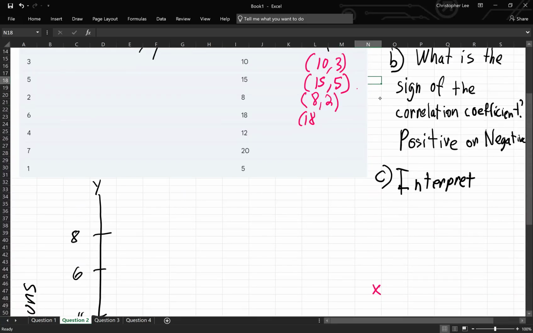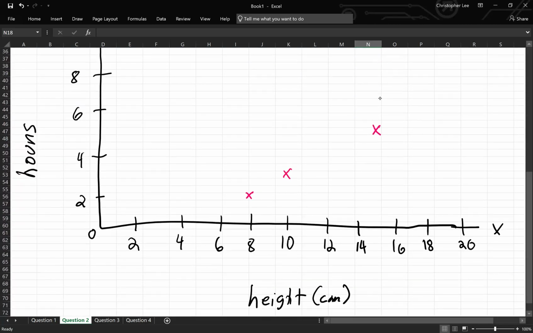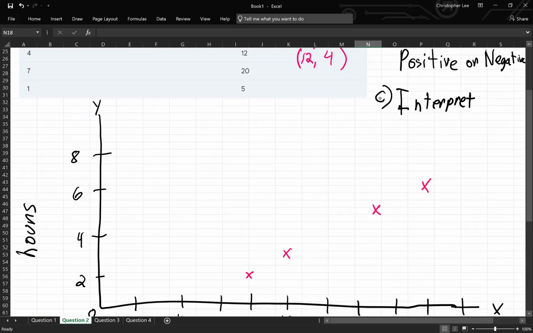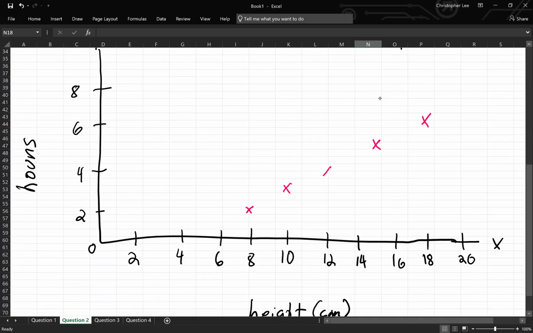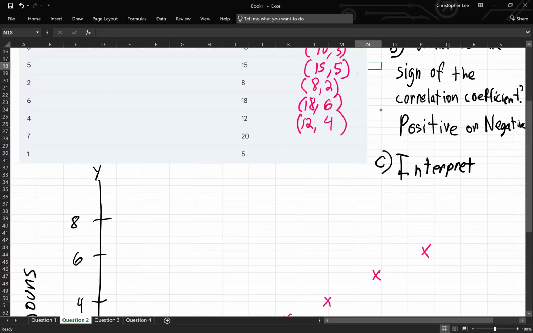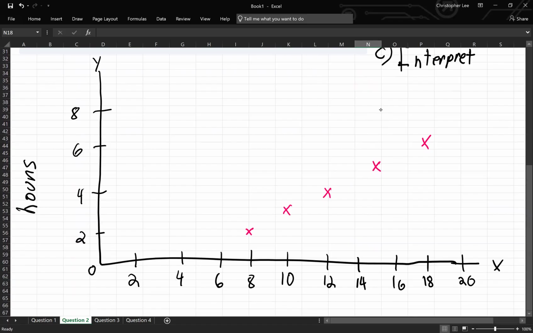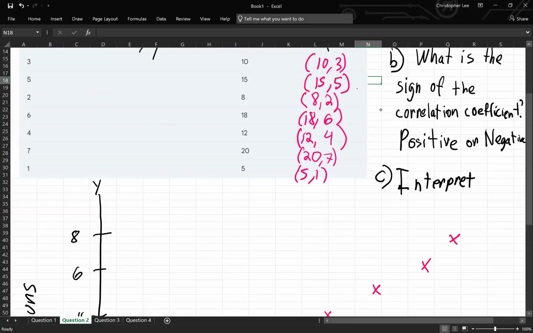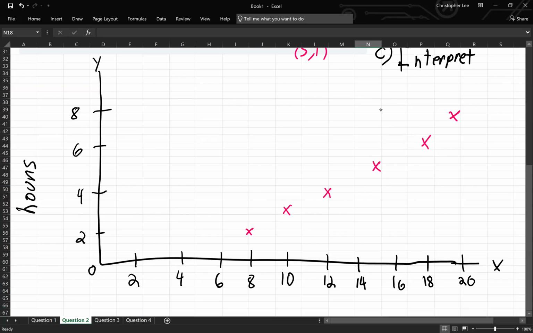Next one is 18, excuse me, 18 and 6. Apologize for that. 18 and 6. Let me go up. Feel like I'm starting to see the correlation. Are you guys starting to see the correlation? All right. So this next one is 12 and 4. Going across to 12, going up to 4. Starting to see the correlation a little bit. All right. Next one is 20 and 7. So I'm going across to 20, going up to 7 right here. And my last one is 5 and 1. I'm going to cross to where 5 is, and I believe 1 is somewhere like right here. Boom. Right? All right.